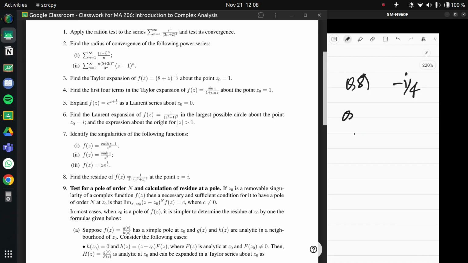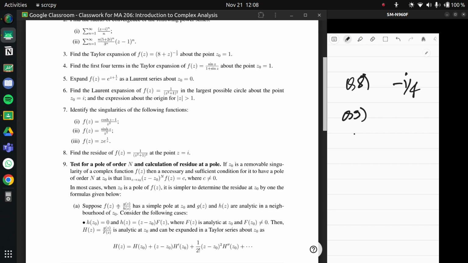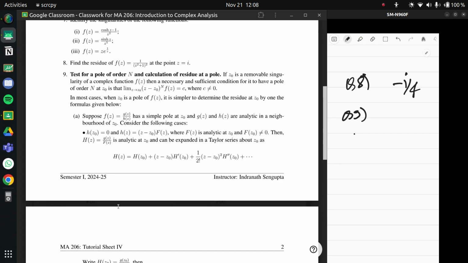Question number 9. Test for a pole of order n and calculation of residue at a pole. If z0 is a removable singularity of a complex function, then the necessary and sufficient condition for it to have a pole of order n at z0 is that the limit as it tends to z0, okay, removable singularity of a complex function. The necessary and sufficient condition is that the limit depends on z0 to the power n, okay. Basically just try to convert it to a Taylor series.